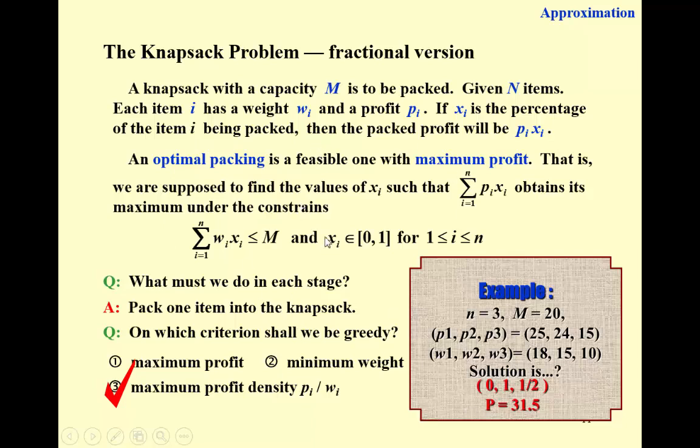This is the simple version, and the hard version is the 0-1 version. It means that this percentage x sub i cannot be any number between 0 and 1. It's either 0 or 1. Okay, so that means for each item, we cannot only take part of it. We must take the whole item, either to take it or to abandon it. Okay, and this is NP hard.